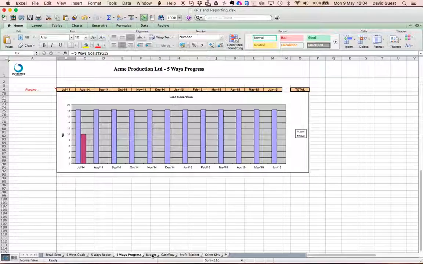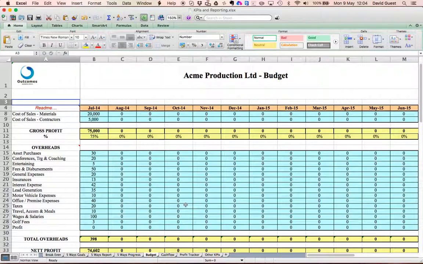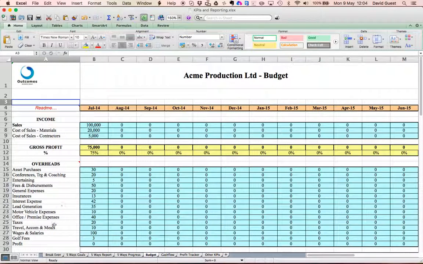Okay, so now that we've understood how we can do our lead generation and our conversion and our number of transactions, we talk a bit about budget. Now, budget is a fairly more in-depth area, but if you look at this, it resembles what your profit and loss is going to be. It's got your sales at the top, cost of sales, materials or contractors, and then it gives you gross profit as a dollar amount, then as a percentage.